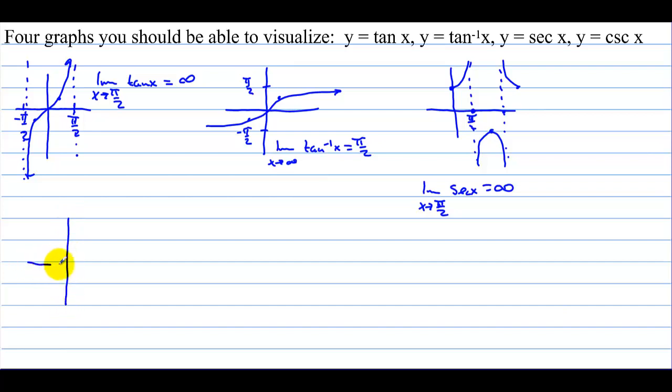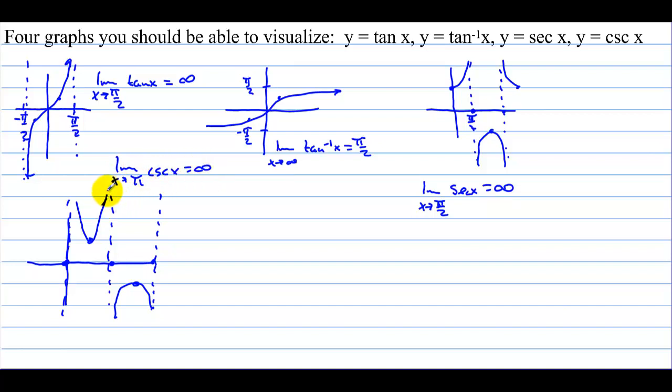Then the last one you should be able to get is cosecant. That's the reciprocal of sine. Sine starts at 0, goes to 1, down to 0, negative 1, back to 0. And anywhere sine hits 0, cosecant will have a vertical asymptote, and then we turn the graphs upside down like that. And so we could say something like, well, the limit as x approaches pi of cosecant of x is equal to infinity. This one's shooting up to infinity, at least from the left-hand side.